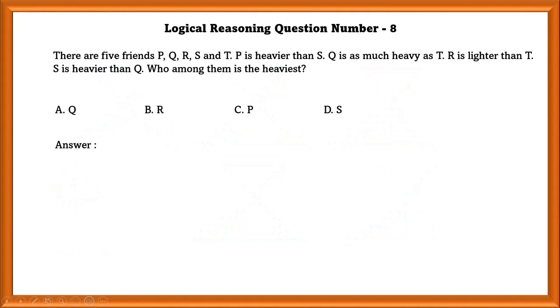Question number 8. There are 5 friends: P, Q, R, S and T. P is heavier than S. Q is as heavy as T. R is lighter than T. S is heavier than Q. Who among them is the heaviest? Using this information, we can form a full equation. And in this equation, we can note that P is the heaviest.